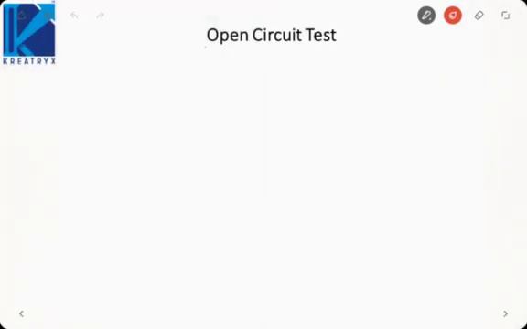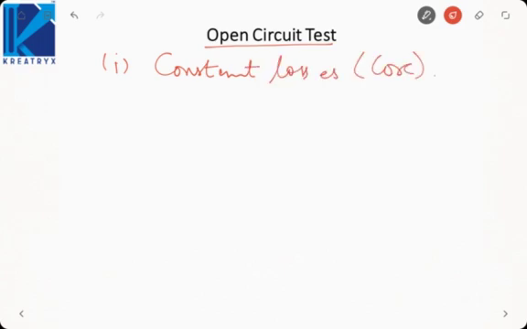Now in case of open circuit test, what is my main objective? The first objective is to determine the constant losses or core losses in transformer. Either you can say constant loss or the core loss. Actually in constant loss, dielectric loss is also included in case of transformer, but we usually neglect the dielectric loss, so constant loss becomes core loss.